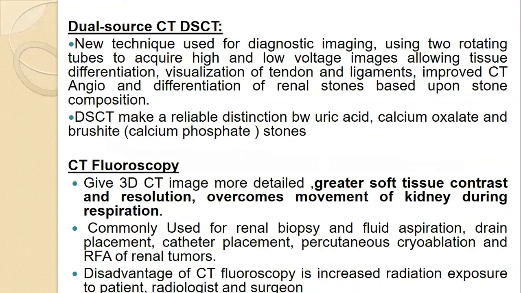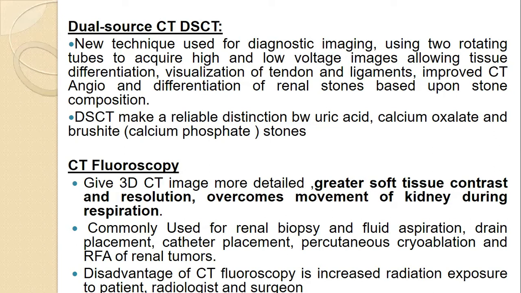Dual source CT scan, a new technique used for diagnostic imaging, uses two rotating tubes to acquire high and low voltage images, allowing tissue differentiation, visualization of tendons and ligaments, improved CT angiography, and differentiation of renal stones based upon their composition. So dual source CT can be used to differentiate a uric acid stone from calcium oxalate and brushite stones.